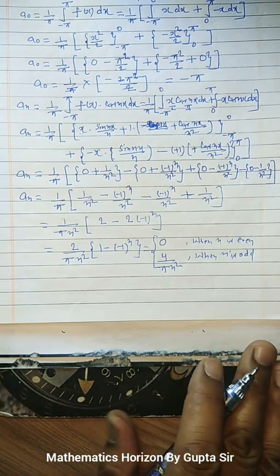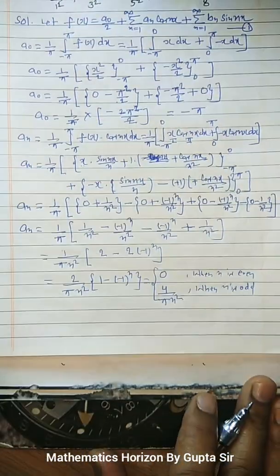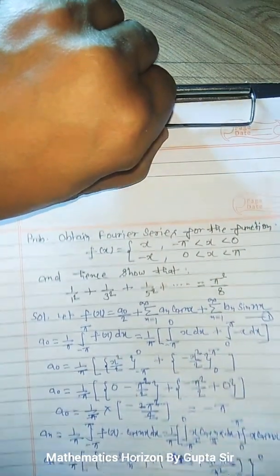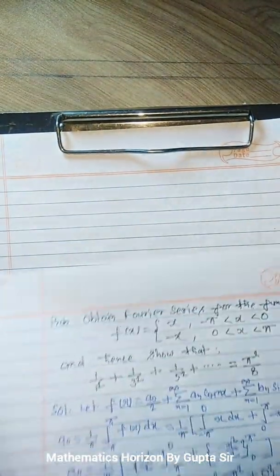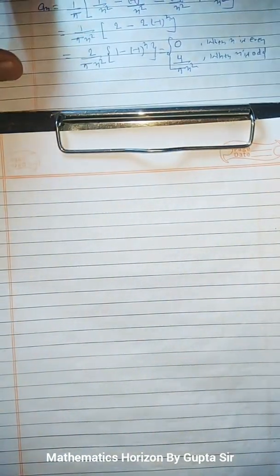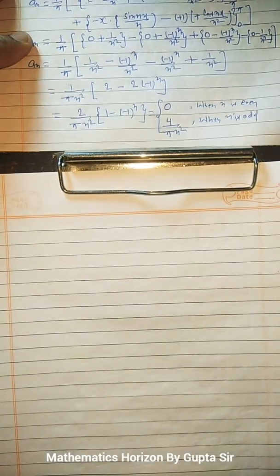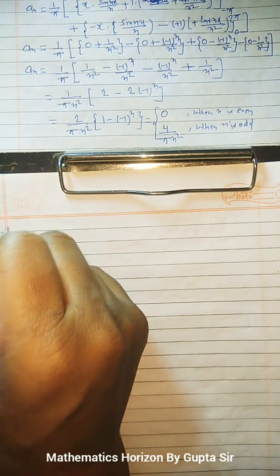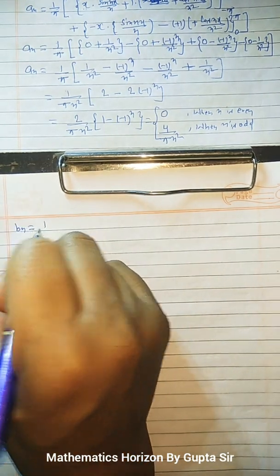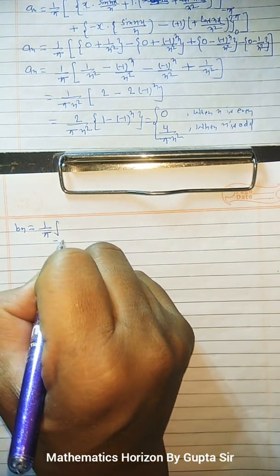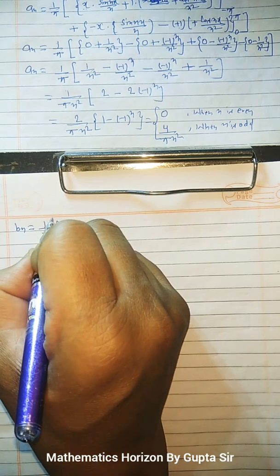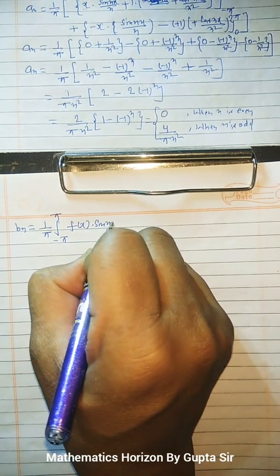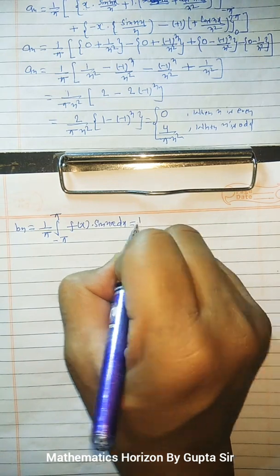Okay, next we find out Bn. Now how will we find Bn? The formula of Bn is equal to 1 upon pi, integral from minus pi to plus pi of f(x) sin nx dx, that is 1 upon pi.